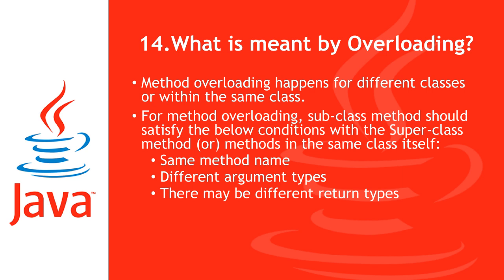What is meant by overloading? Method overloading happens for different classes or within the same class. For method overloading, subclass methods should satisfy the below conditions with the superclass method, or methods in the same class itself: same method name, different argument types. There may be different return types.